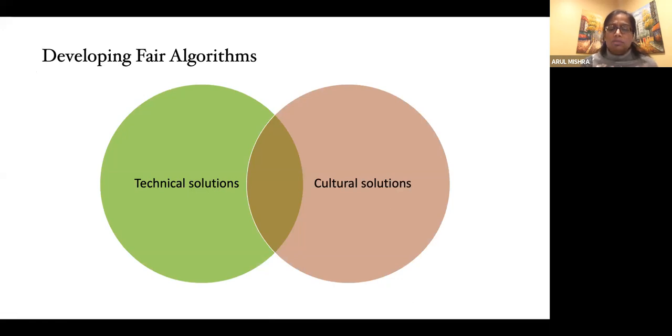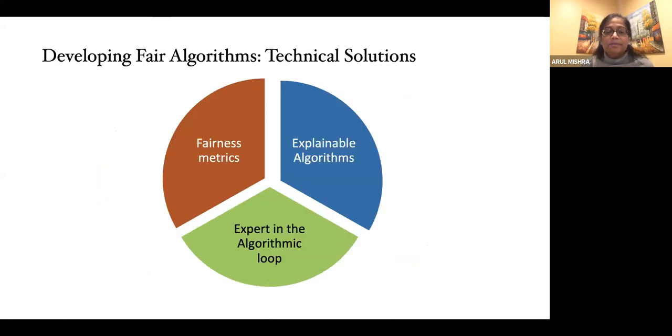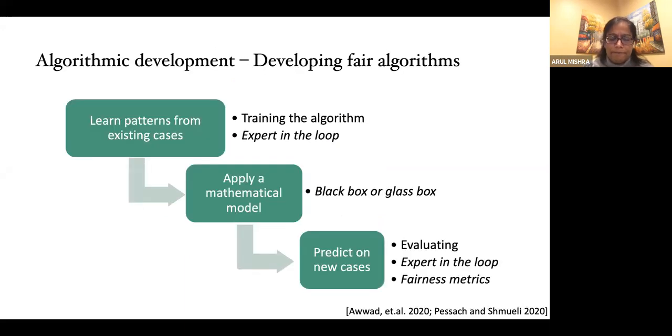So there are broadly two ways in which we can develop fair algorithms. One is trying to come up with technical solutions, and one is using more cultural solutions. In terms of technical solutions, I'm going to be talking about three different things. This is not an exhaustive list; this is just three features that we can think about when we are trying to develop fair algorithms. If we go back to this algorithmic development, when we are training the algorithm, we can help it become a more fair algorithm, through mathematical models, and also when we are evaluating or testing, there also we can do something.